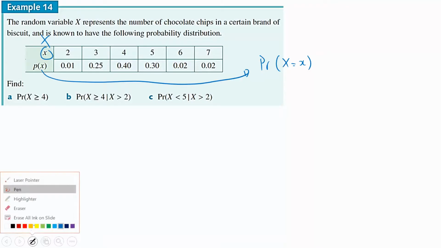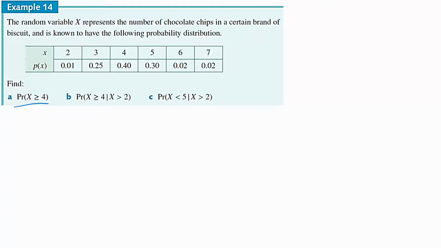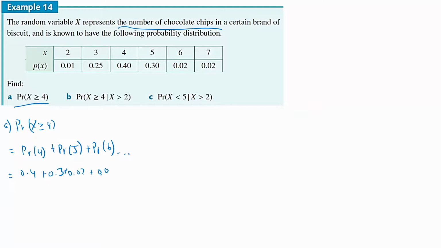Okay, now let's answer this question here. First one's going to be pretty straightforward. How do you find the chances of capital X greater than or equal to 4? What is this asking? Good, adding 4 onwards. In this case, X represents the number of chocolate chips in a certain brand of biscuits. So you can either have 2, 3, 4, 5, 6, or 7 chocolate chips. So what's the chance of getting 4 or more chocolate chips in each brand? Now this is what we're going to do. Probability of X greater than or equal to 4. We know this is equal to probability of 4 plus probability of 5 plus probability of 6 and so on. 7 equals 0.4 plus 0.3 plus 0.02 plus 0.02, which gives you a total answer of 0.74. Good.